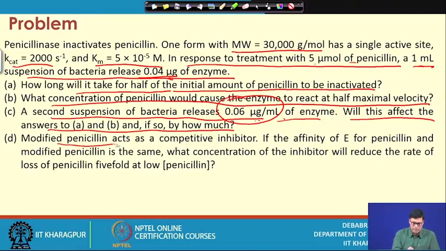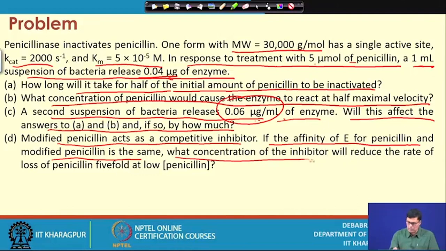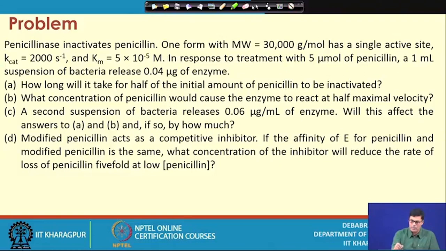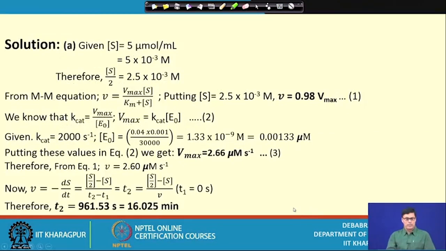And modified penicillin acts as a competitive inhibitor. If the affinity of the enzyme for penicillin and modified penicillin is the same, what concentration of inhibitor reduces the rate of loss of penicillin 5-fold at low penicillin? So this is the problem that we have. Now, let us see how we can solve it.